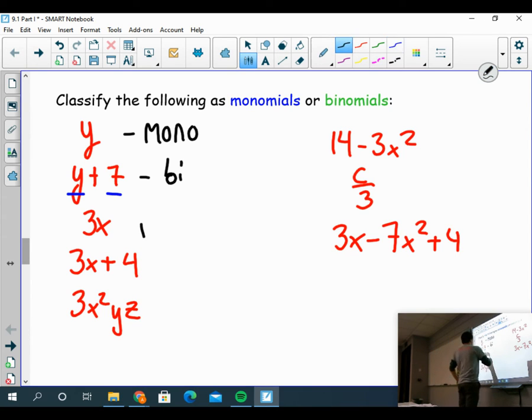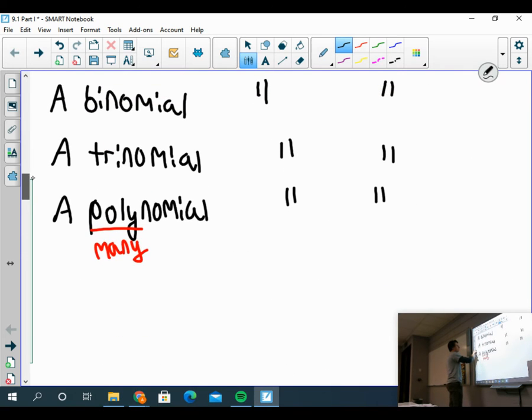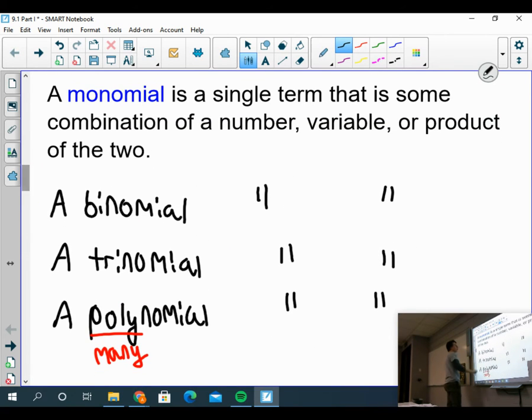3x would be a monomial because there is only one term. Now you might be sitting there going, hold on, Mr. Carter, 3 times x, that's two things. That should be a binomial. Well, look back at your definition. A monomial is a single term that is some combination of a number, a variable, or a product of the two. We can have 3 times x and it only be a monomial.